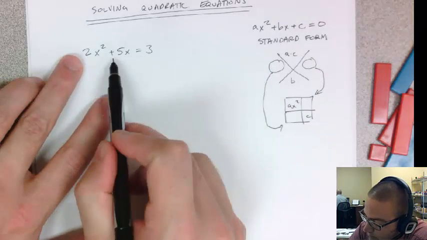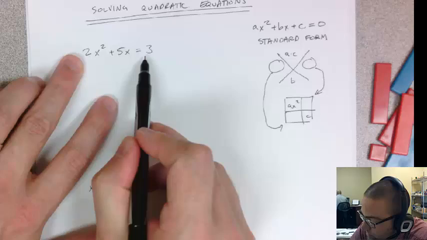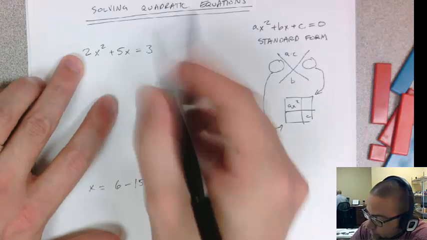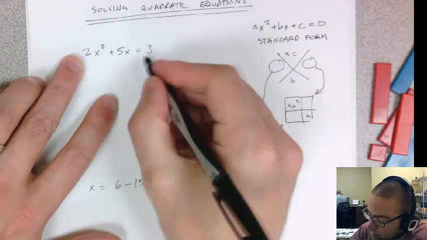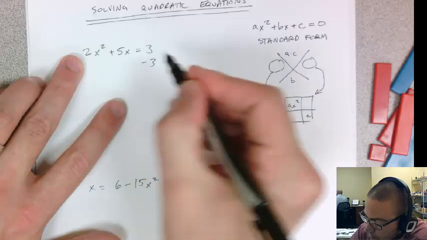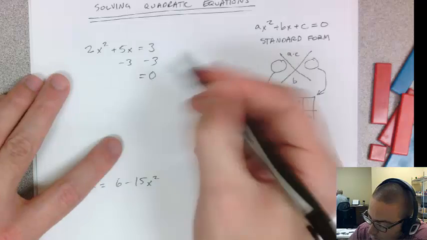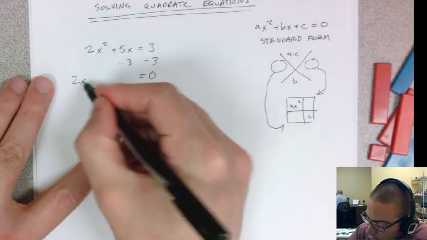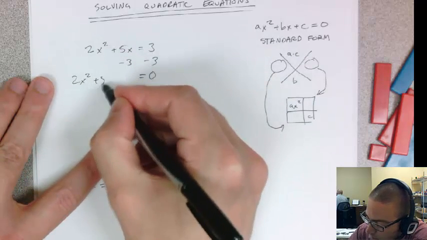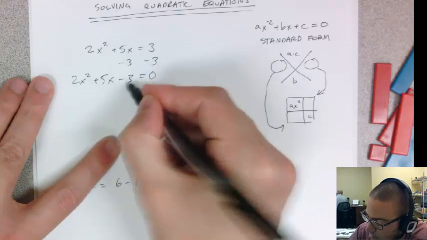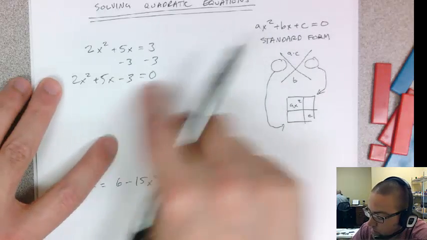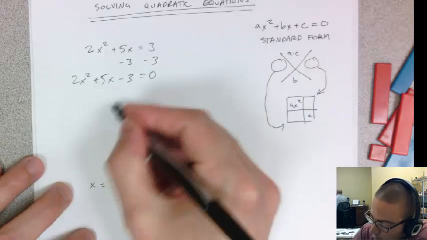So first off, this quadratic equation is not in standard form. It's not equal to 0, so I want to make it equal to 0. So I'm going to put that 3 over there by subtracting 3 from both sides to make it a 0. And now this new quadratic equation looks just like this. So now it's in this new form that I like, so I'm going to factor this.